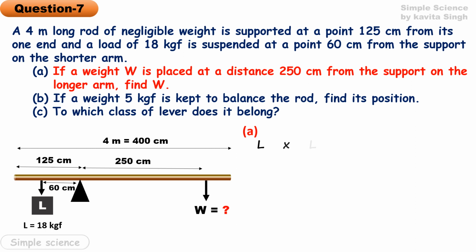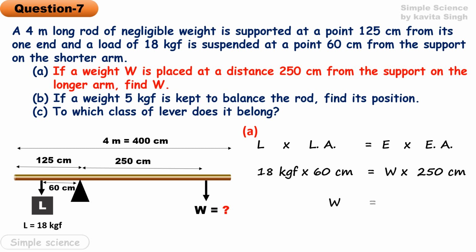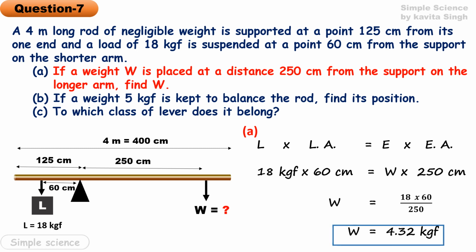So first part we will use the formula or principle of lever. Load into load arm is equal to effort into effort arm. Except W or effort, all the values are given. Load is 18 kgf, load arm is 60 centimeter, effort is W and effort arm is 250 centimeter. So from this you will calculate by substituting the values. You will get weight, or effort, is equal to 4.32 kgf.